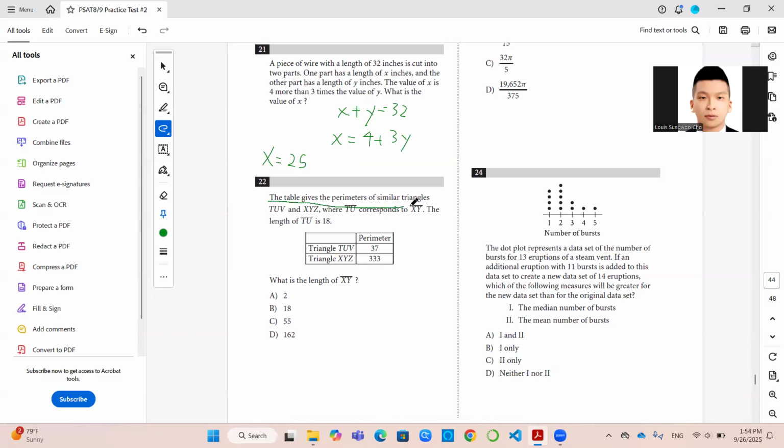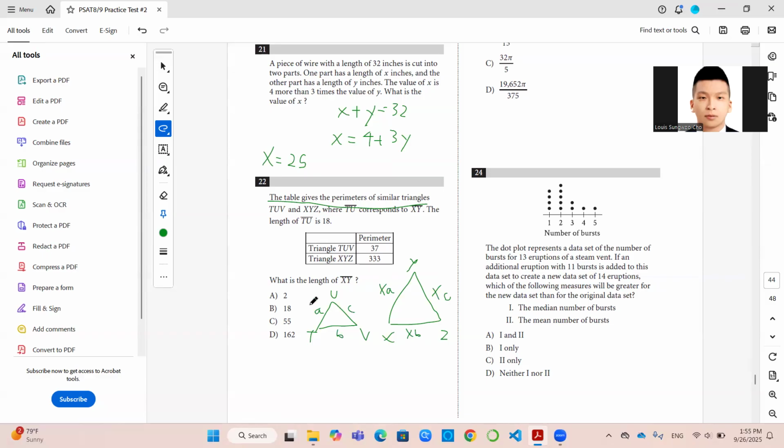The table gives the parameters of similar triangles TUV and XYZ, where TU corresponds to XY. The length of TU is 18 meters. What is the length of XY? So you have TUV, right? TUV. And you have XYZ. And they're similar, right? So you have A, B, C, and you have something multiplied by A, since they're similar triangles.